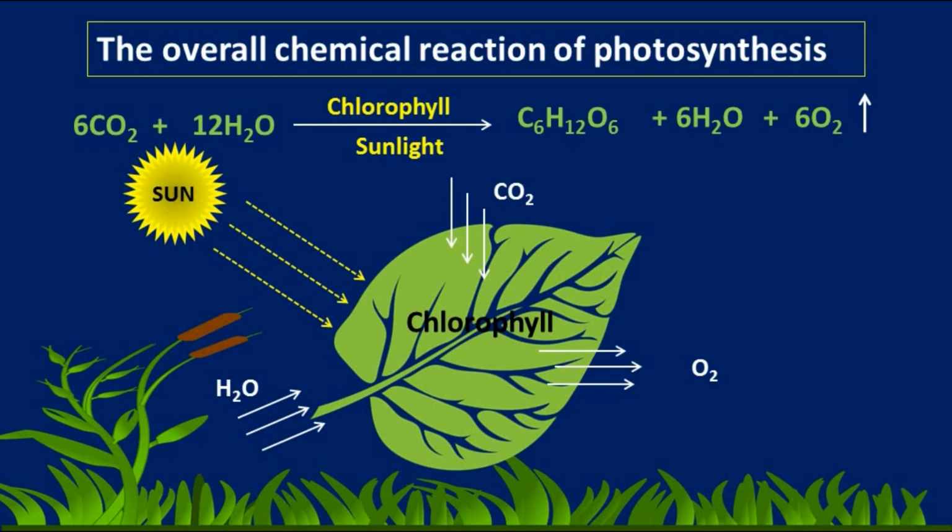In this reaction, carbon dioxide and water are utilized. In the presence of sunlight inside the chlorophyll, carbohydrates are formed. Glucose is a simple form of carbohydrate. C6H12O6 is the molecular formula of glucose, and oxygen gas is released during the photosynthesis process.